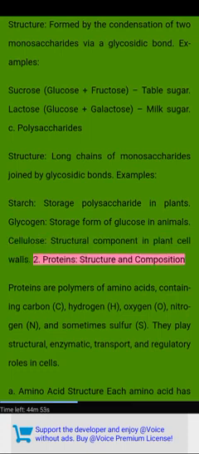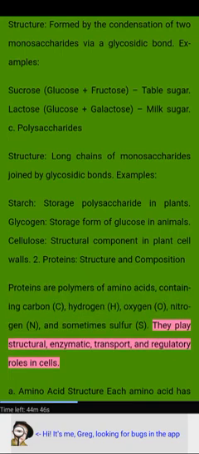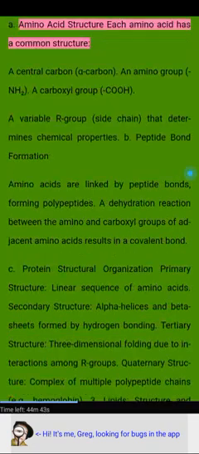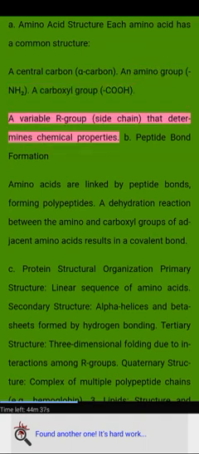2. Proteins, structure and composition. Proteins are polymers of amino acids, containing carbon C, hydrogen H, oxygen O, nitrogen N, and sometimes sulfur S. They play structural, enzymatic, transport, and regulatory roles in cells. A. Amino acid structure. Each amino acid has a common structure: a central carbon, alpha carbon, an amino group, NH2, a carboxyl group, COOH, and a variable R group, side chain, that determines chemical properties.